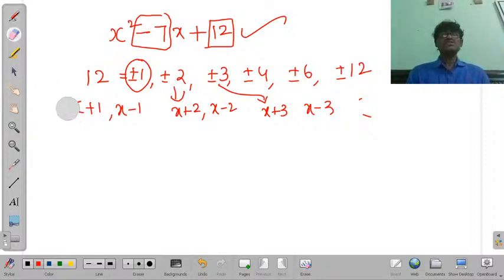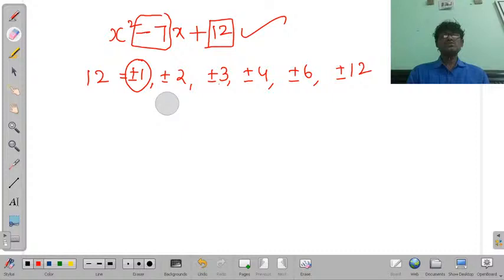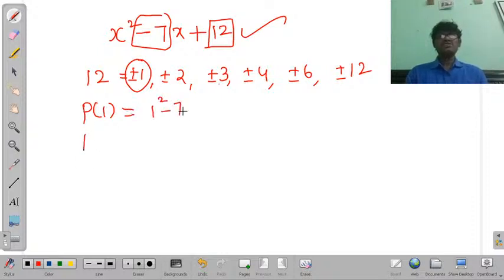So among these x plus 1, x minus 1 and x plus 2, x minus 2, which one is our factor? To check that, you use the factor theorem. That means you first find p of 1 and check whether this is equal to 0 or not. p of 1 is 1 square minus 7 into 1 plus 12, which is 1 minus 7 plus 12. 1 minus 7 is minus 6, minus 6 plus 12 is 6, which is not equal to 0, right?